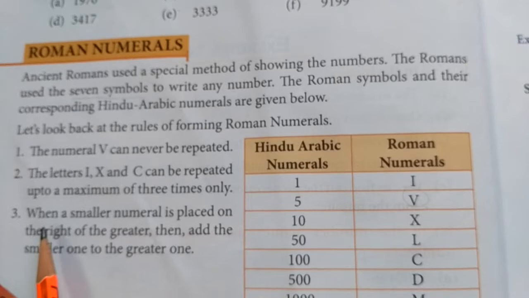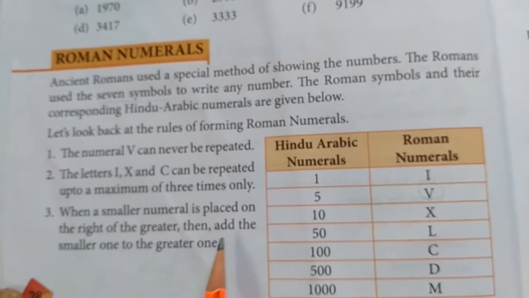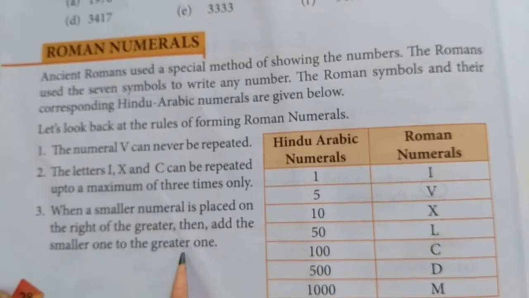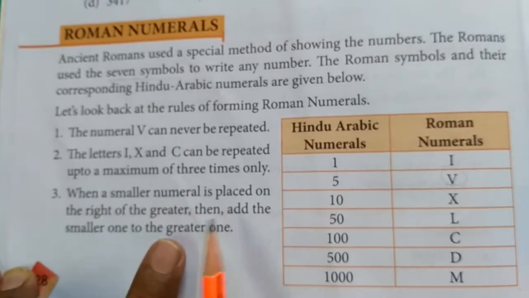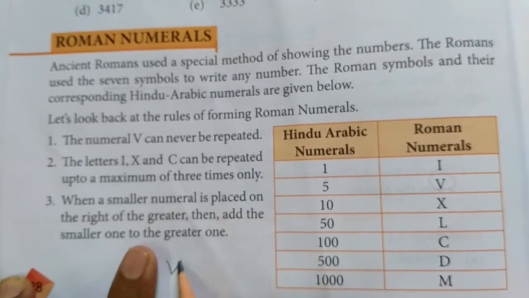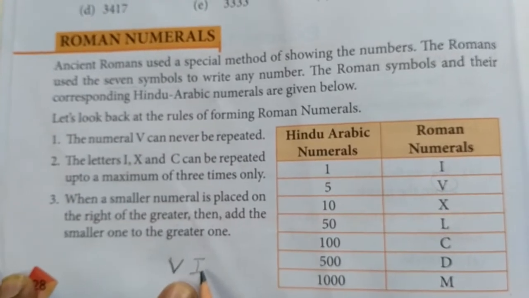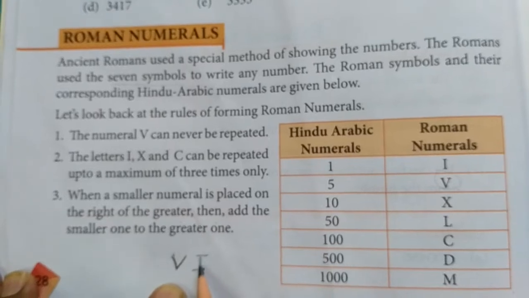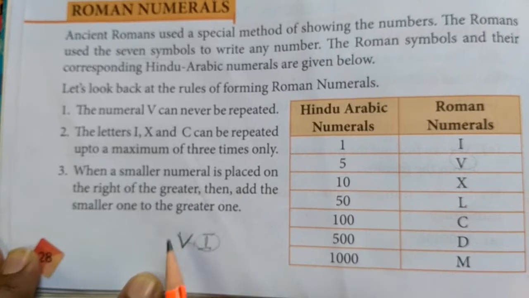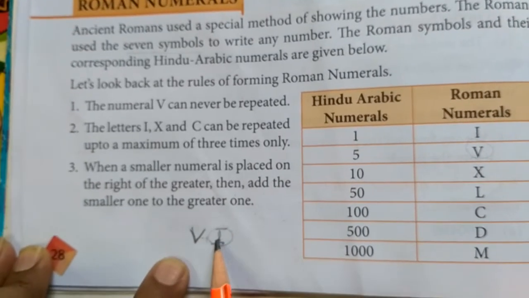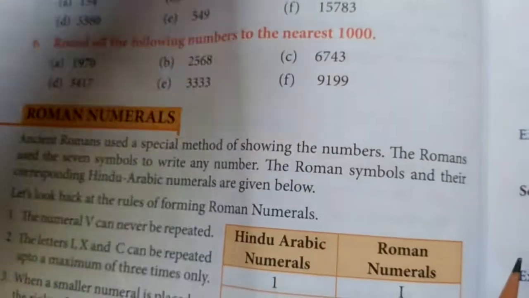Okay. The third rule: when a smaller numeral is placed on the right of the greater, then add the smaller one to the greater one. Suppose 5 is the greater and I am placing 1, the smaller numeral, to the right of the greater. Then we have to add this smaller one to this greater one. So 5 plus 1 will become 6. Okay, so this is the meaning of this particular point.